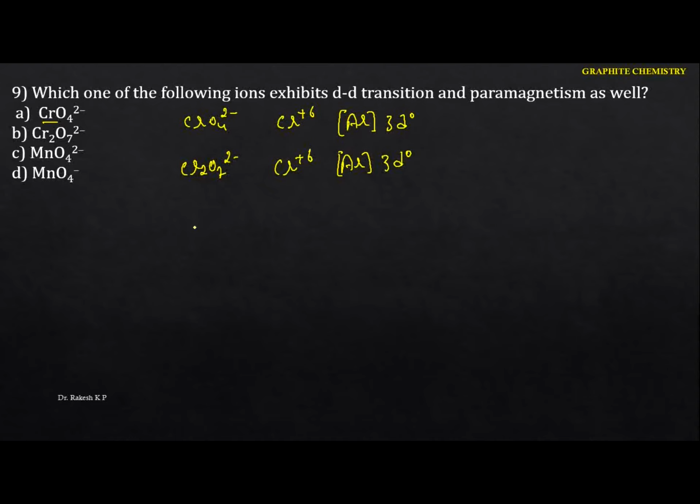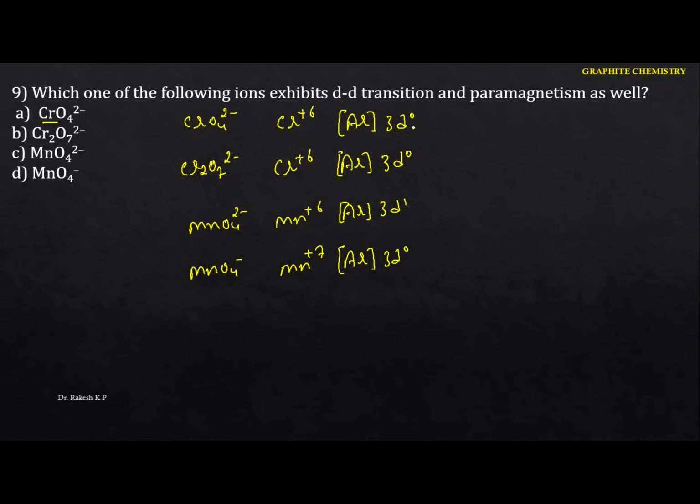For the manganate, that is MnO4 2-, the manganese is in the +6 oxidation state. The electronic configuration you are going to get is argon 3d1. If we're talking about the permanganate, that is MnO4 -, the oxidation state of manganese is +7, so now this becomes argon 3d0. Just identify this one.